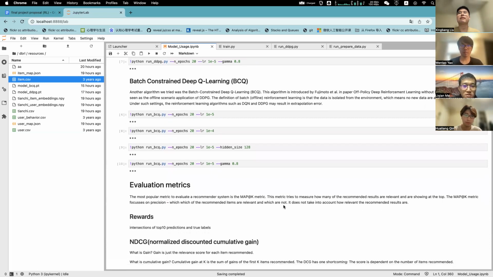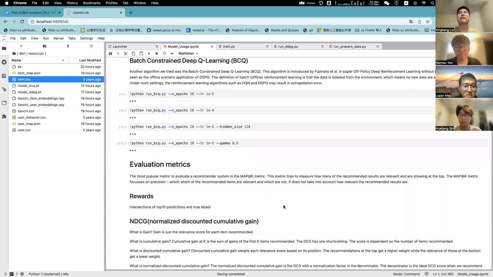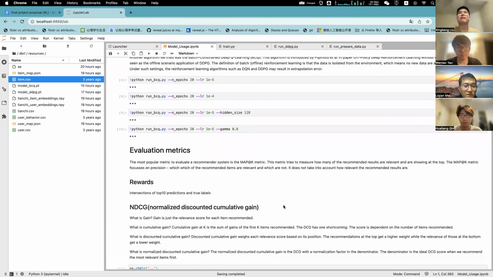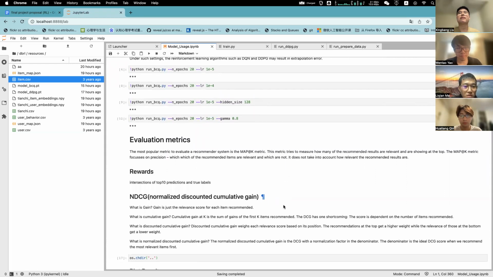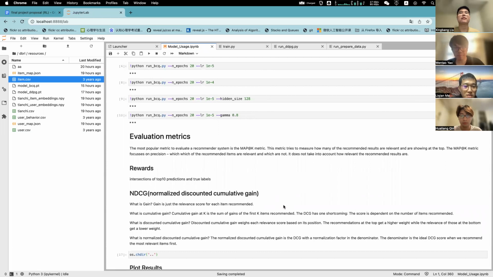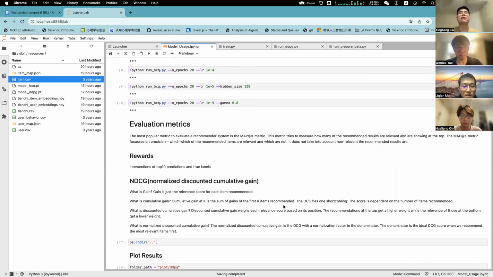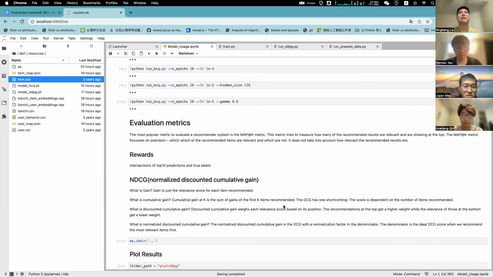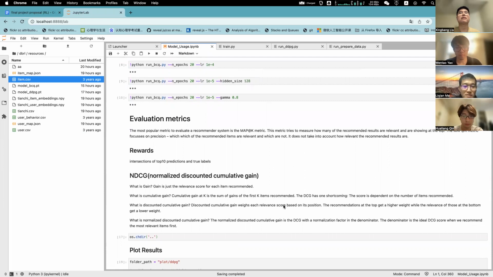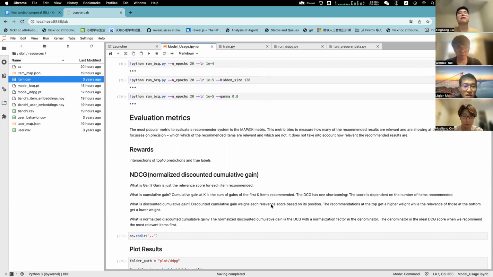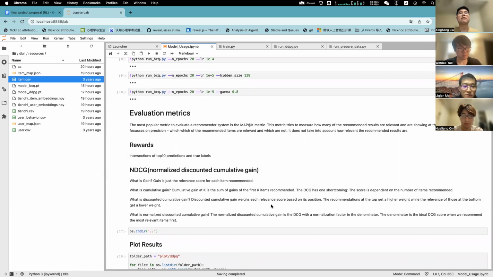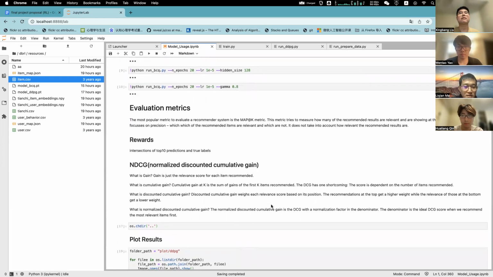After training these 2 models, it comes to the evaluation stage. During evaluation, we have 2 metrics. First is the rewards, which is just the intersection of the top 10 predictions and the true labels. Another one is NDCG, normalized discounted cumulative gain. Gain is the relevance score for each item recommended, and NDCG is actually a very good balance of the relevance score and also the precision of this model. So next, Wentao.